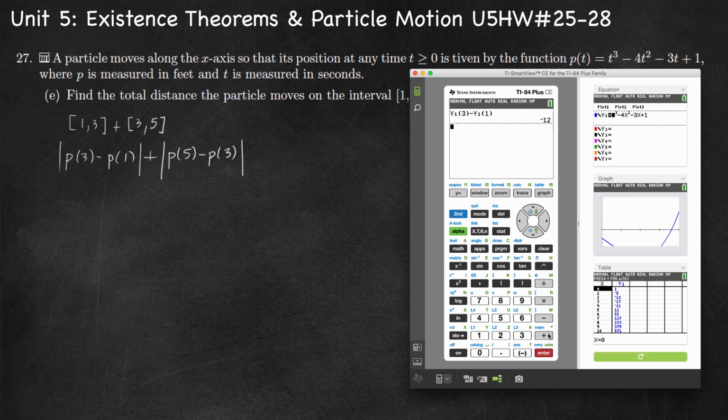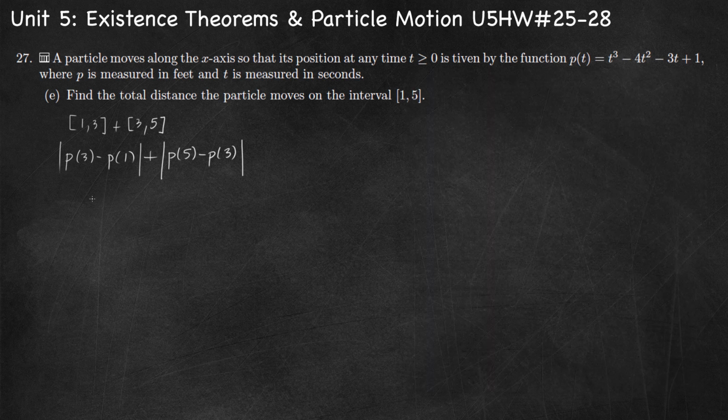And then my second net distance is going to be P of 5 minus P of 3. I'm going to hit second enter so I don't have to type all that stuff over again. And then I'll just replace the 3 with a 5 and the 1 with a 3. And that one is 28. So my total distance is going to be 12 plus 28, which is 40. So 12 plus 28 is 40 feet for our total distance traveled.